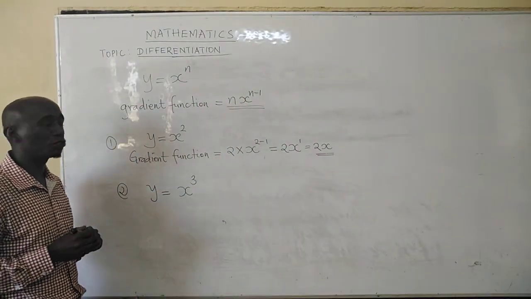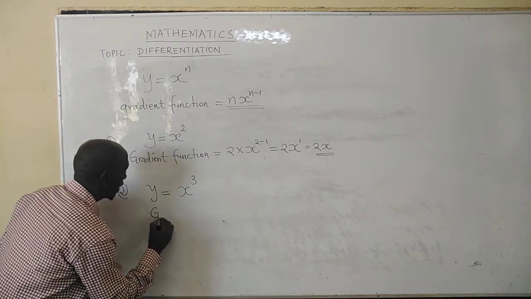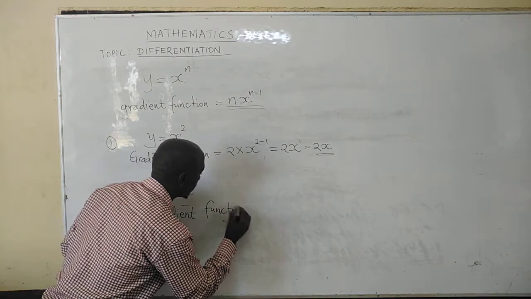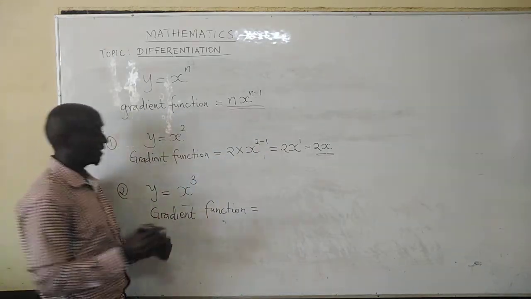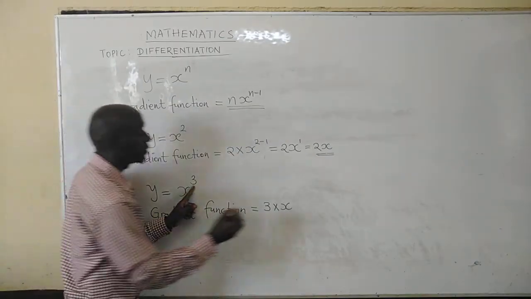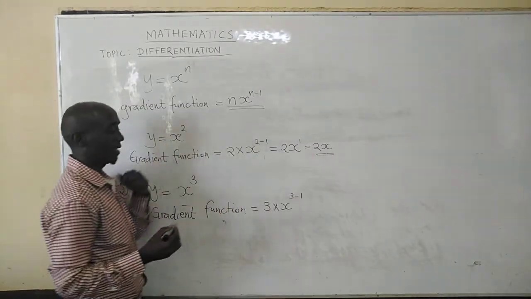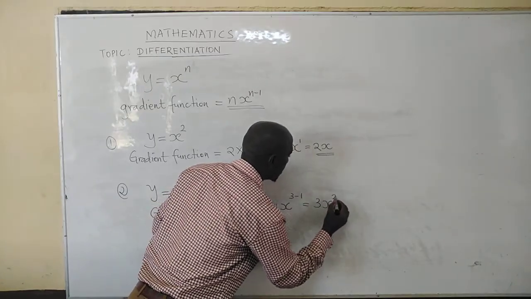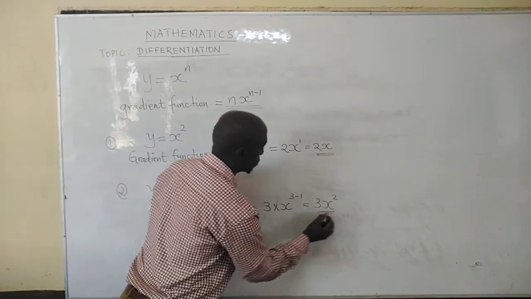So let's look at this example 2. Let us differentiate this, or we find gradient function. And the formula I have given you there. So gradient function is: drop the power, start with the power, multiply the power by x, that is 3 times x, then this x should be raised to power 3 minus 1. That is the formula. Then simplify. We shall have 3x raised to power 2. Remember 3 minus 1 is 2.